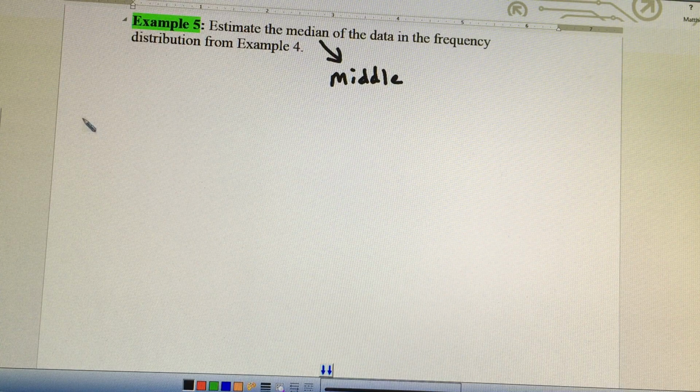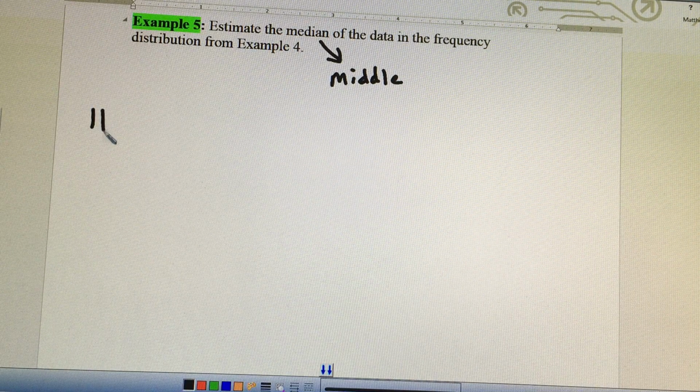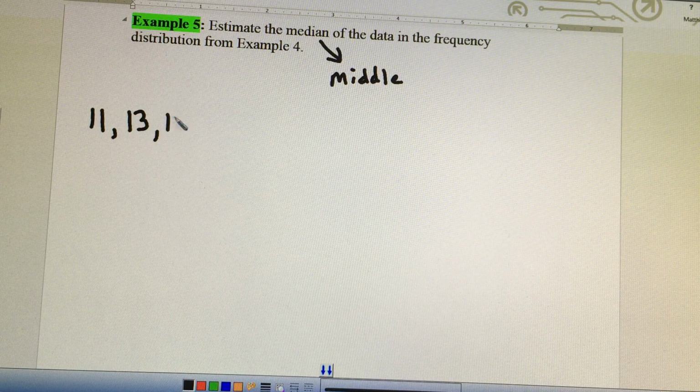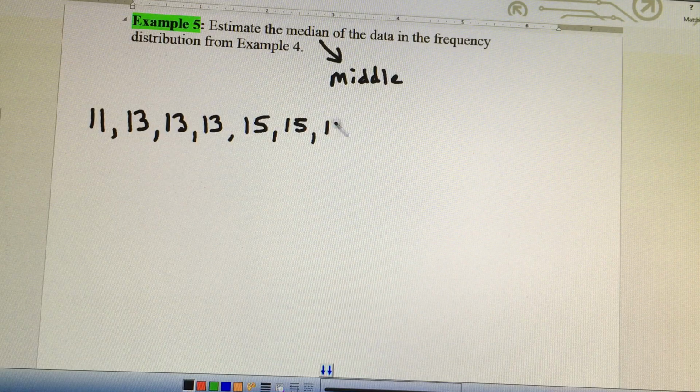So look back up at example number 4, and you notice how the frequency for the first category was 1. That means I'm only going to list 11 once. And then we had 3 people in the second category, and the second category had a class mark of 13. So you're going to list 13, 13, 13. Then we had 5 people in the third category, 15, 15, 15, 15, and 15. We had 12 people in the fourth category. Go ahead and put 17 12 times.